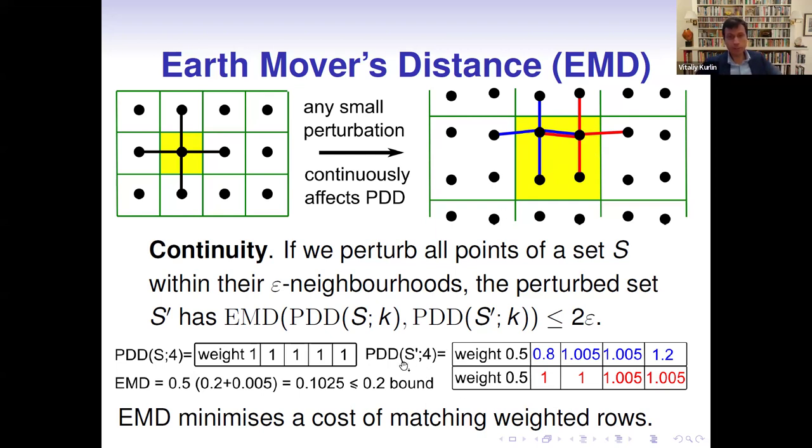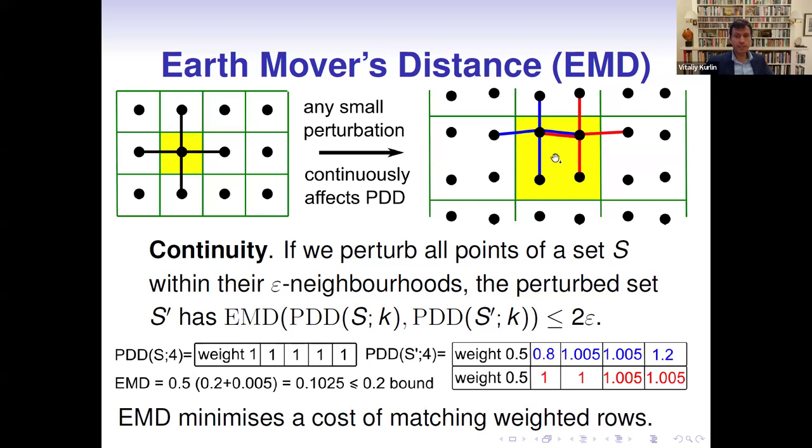That's why the pointwise distance distribution for this perturbation will consist of two rows. So one row comes from these blue edges, where distances changed slightly. So for example, the shortest distance is now 0.8, the longest is 1.2. But what is important, they changed only slightly. More exactly, they changed up to 2 epsilon. So if you shift any point up to epsilon, then the distance between them changes up to 2 epsilon.